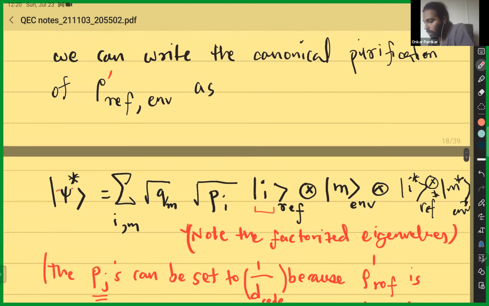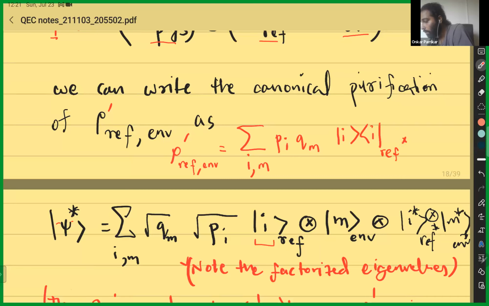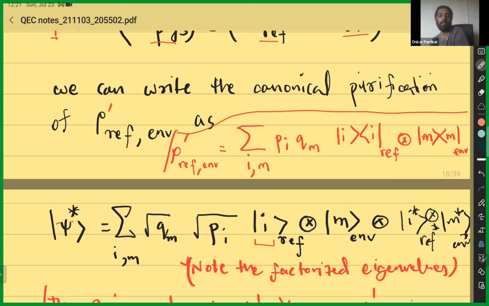Okay, let me explain what I've done here. I can always write rho prime on reference and environment as a sum over, let me call these two labels I and M, of p_I q_M, I on the reference times M on the environment. This is only true in writing this formula because I've assumed that this density matrix factorizes between reference and environment. If it didn't factorize, this would not be true.